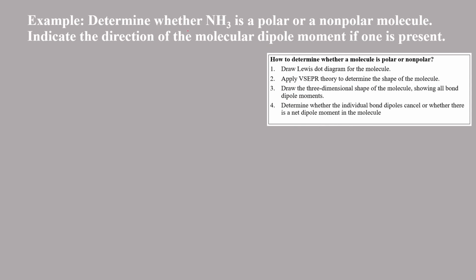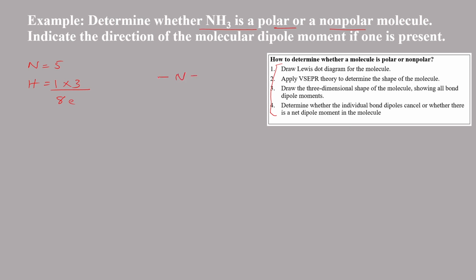In this example, you have to determine whether ammonia is a polar or non-polar molecule, and you have to indicate the direction of the molecular dipole moment if one is present. Again, pause this video, do all these 4 steps on your own, and then come back and check your answer. So the first step is to draw the Lewis dot diagram. For ammonia, we have 5 electrons here. For hydrogen, we have 3 electrons for all 3 hydrogens, and altogether there are 8 electrons.